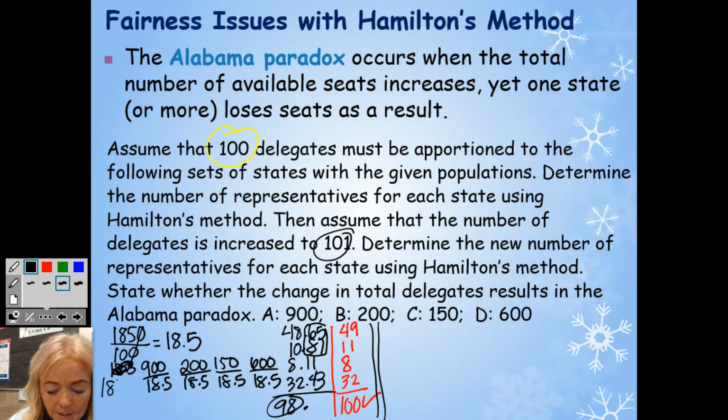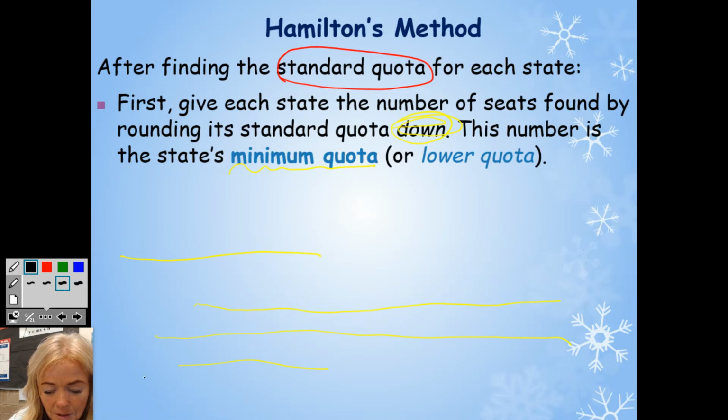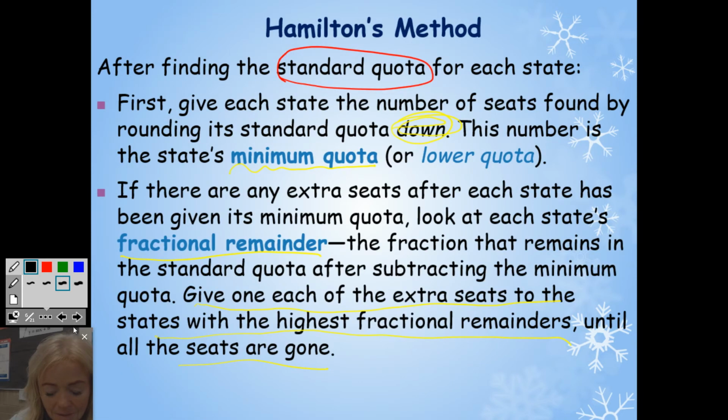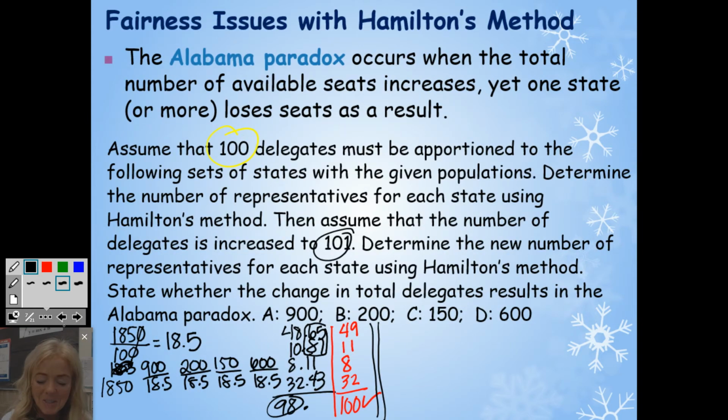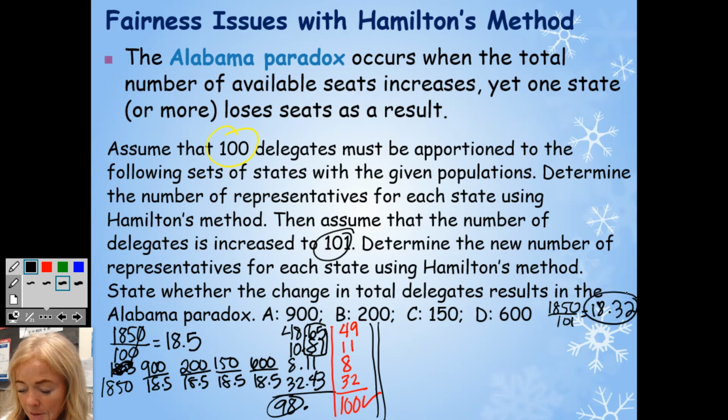So if we take 1850, which is our total, oh man, what happened there? Don't tell me that's all gone. Oh, I better write it over here. So 1850 divided by 101. I kind of want to conserve my space. 1850 divided by 101 is 18.32. That's our new standard divisor.